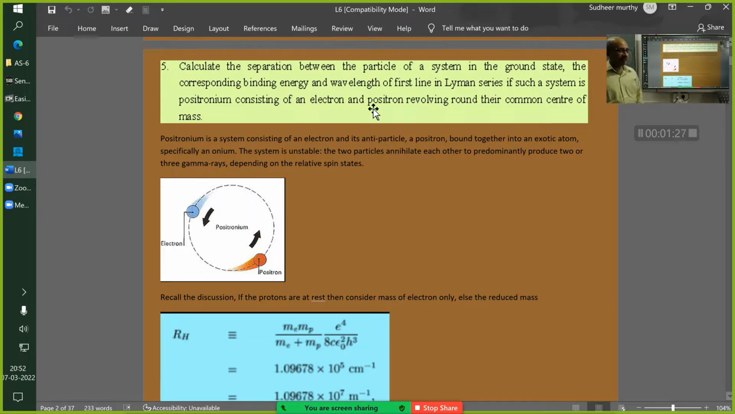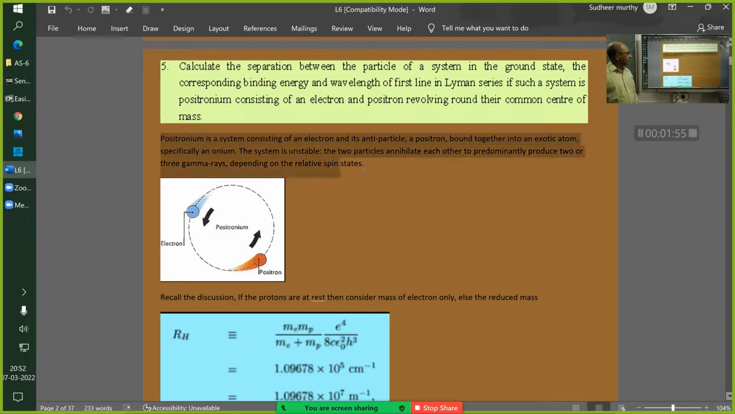Yes, sir. So in this problem, they have calculated the separation between the particles of a system in the ground state and the corresponding binding energy and wavelength of the first line in Lyman series, if such a system is positronium consisting of an electron and a positron revolving around their common center of mass.